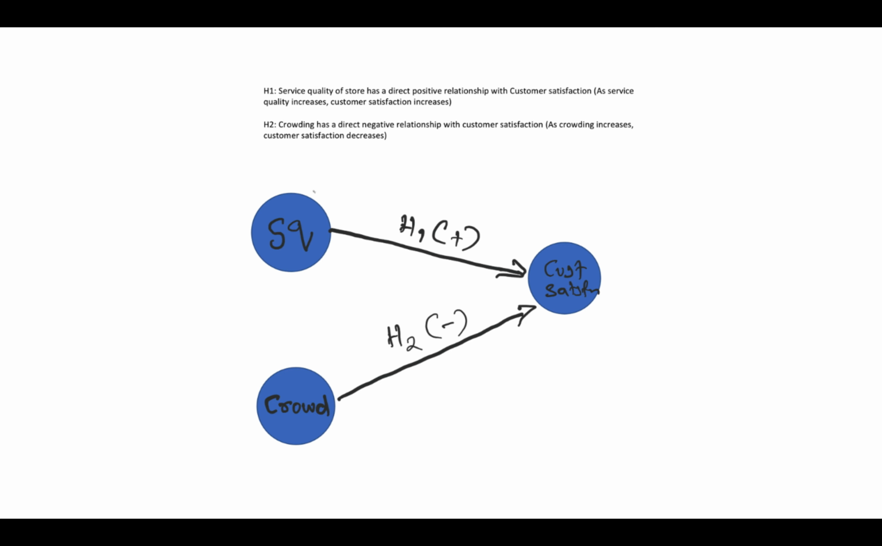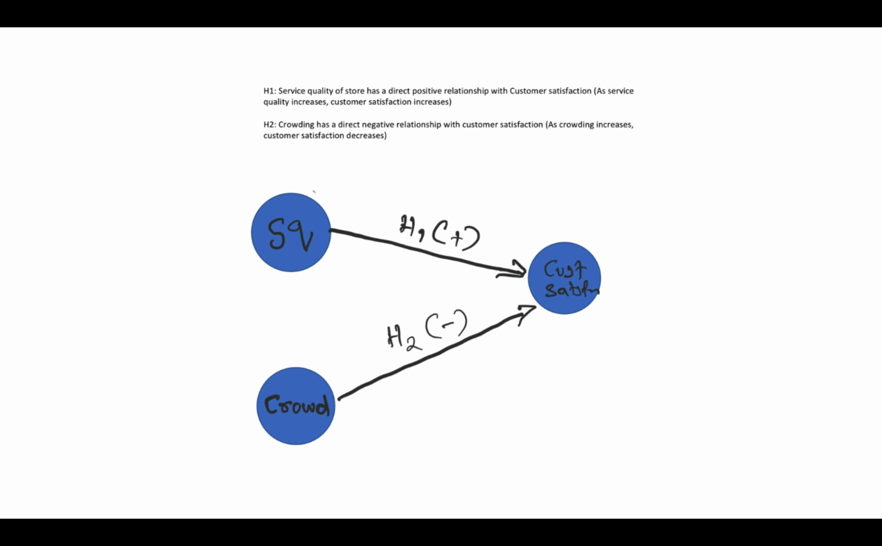So if we want to represent our study as a picture, because in picture form it is easier to understand, I came up with this diagram just by using MS Word and the Apple Pencil. SQ refers to service quality, the crowd refers to crowding, and then customer satisfaction. Our hypothesis 1 says that service quality and customer satisfaction have a positive relationship, and hypothesis 2 says that crowding and customer satisfaction have a negative relationship.